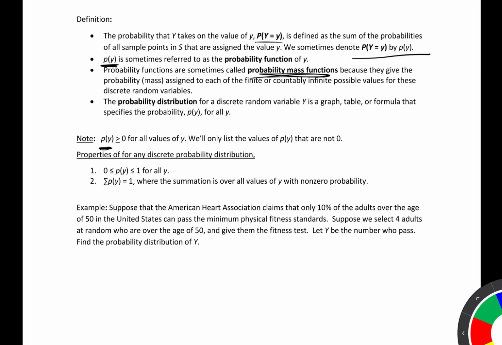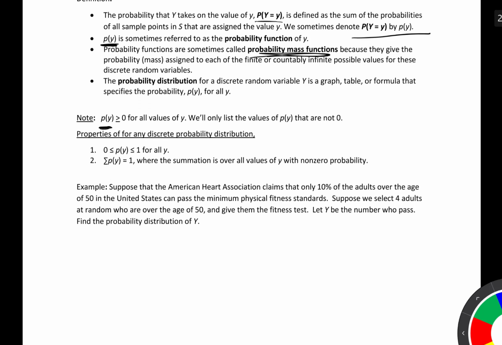And then also, if we sum up P of y for all the possible values of y that have non-zero probability, this sum is going to be equal to 1. And so one way to think of this is we're summing over the sample space of y, and if we sum up over the sample space, we have to add up all of the probabilities.